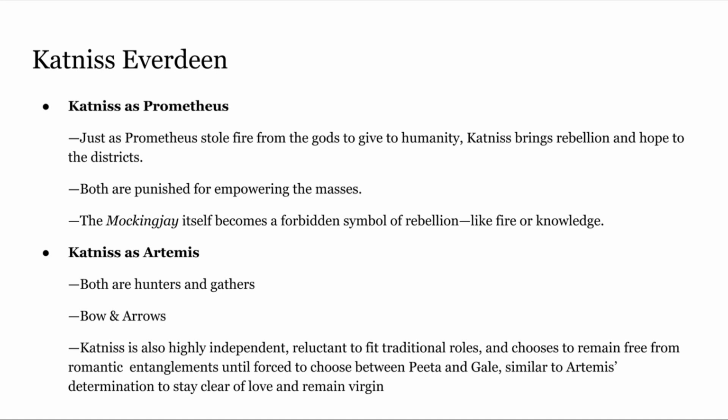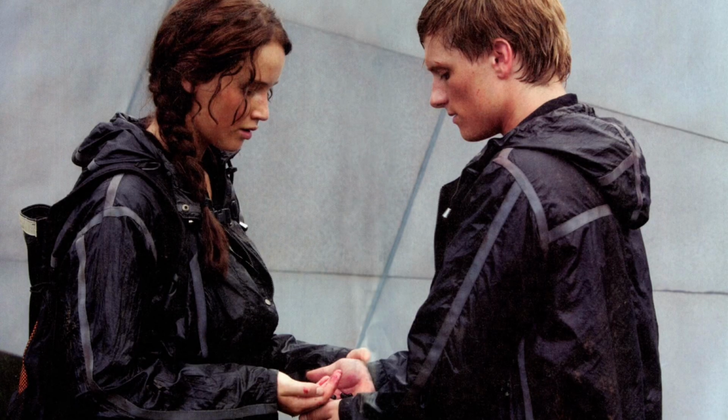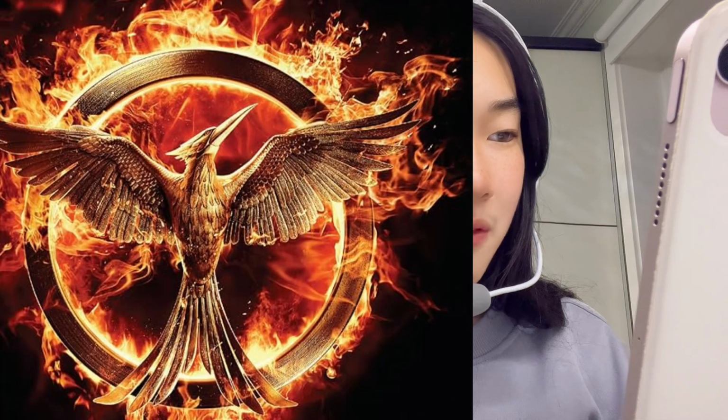So Katniss Everdeen. First of all, I see her as Prometheus very much. Just as Prometheus stole fire from the gods to give to humanity, Katniss brings the rebellion and hope to the districts. Both are punished for empowering the masses, as Prometheus is punished by having his liver torn out by a vulture every single day. And Katniss is forced into a relationship that she doesn't really want, and her family is threatened. District 12 was destroyed. They both pay prices. And also, the Mockingjay itself becomes a forbidden symbol of the rebellion, kind of like fire or knowledge for humanity.